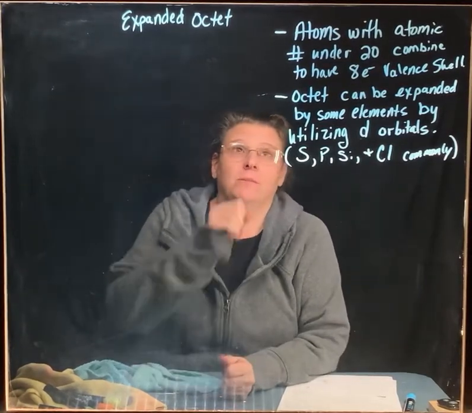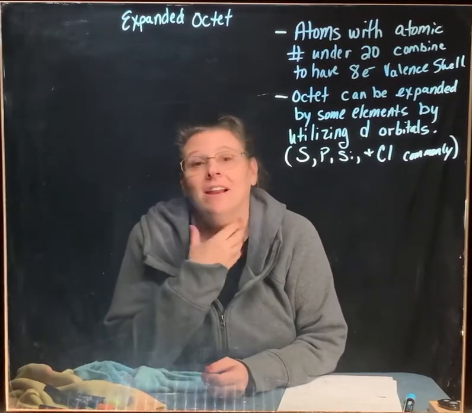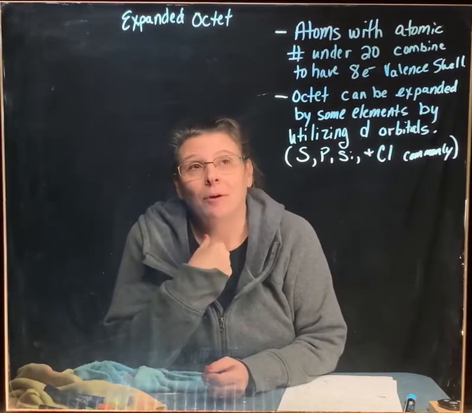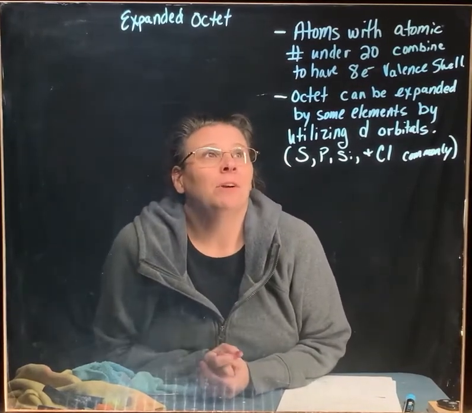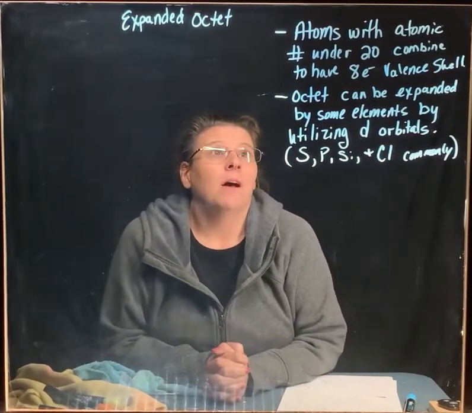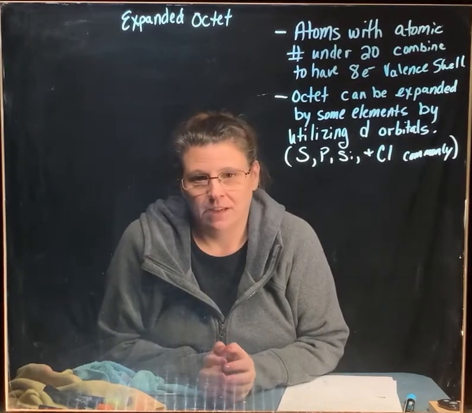Okay, so that's almost true. Sorry, I kind of lied to you a little bit, but not on purpose. Well, on purpose, sort of. But okay, so atoms with atomic number under 20 combine to have 8 electrons in their valence shell. That's common. That's the octet.